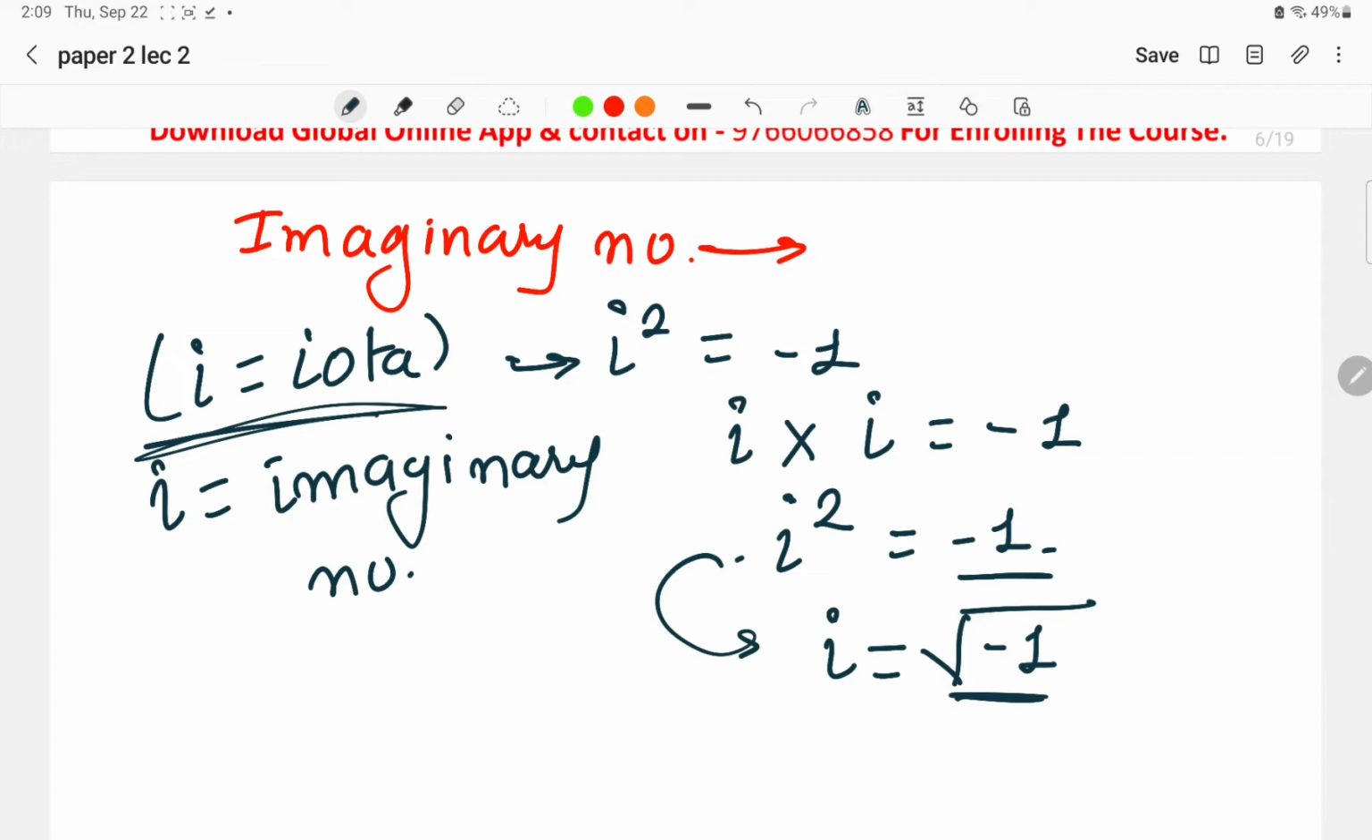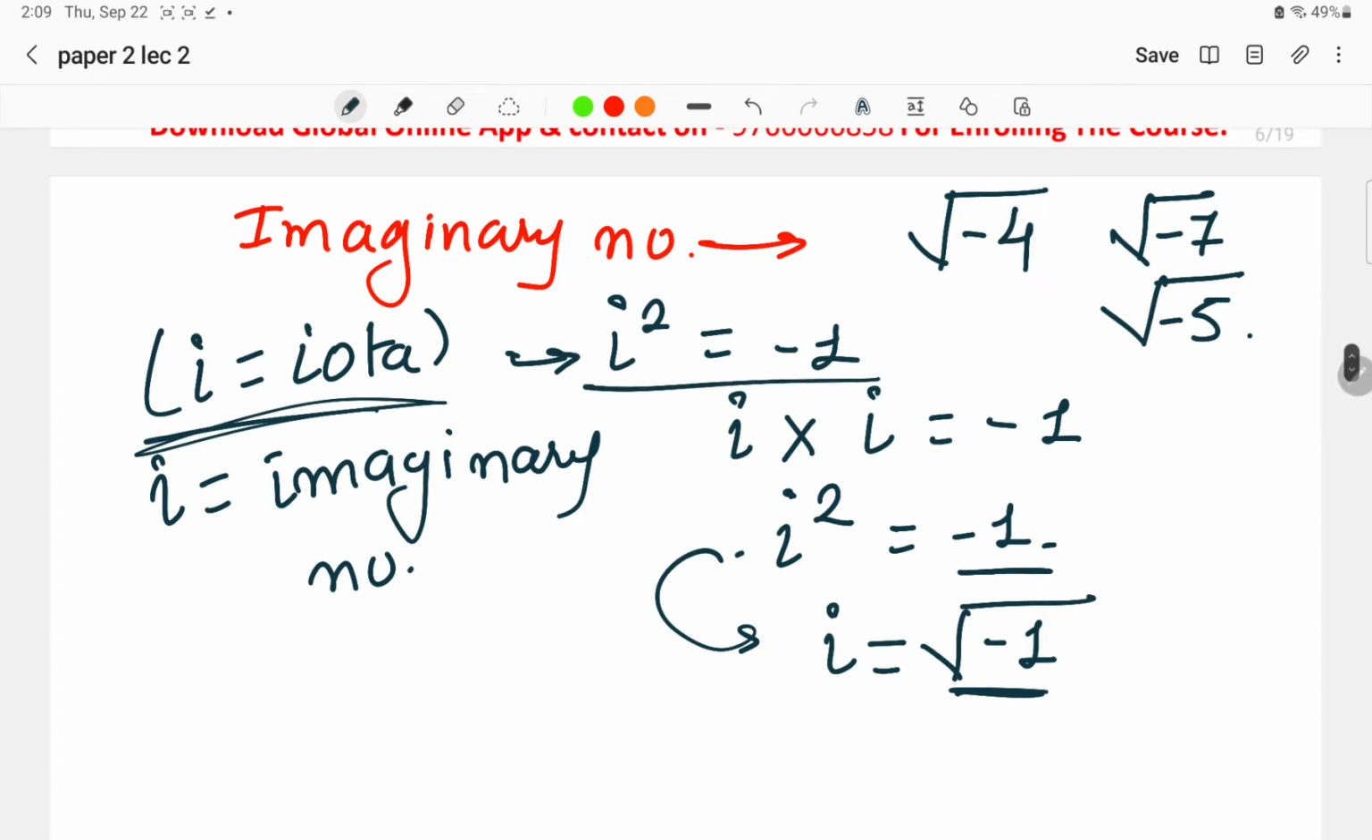Imaginary numbers simply can be defined as any negative number if it is under the square root. For example, under root of minus 4, under root of minus 7, under root of minus 5. Basically, whenever a negative number is under the square root, that is called an imaginary number. Basically, an imaginary number is a number that when squared gives a negative value.